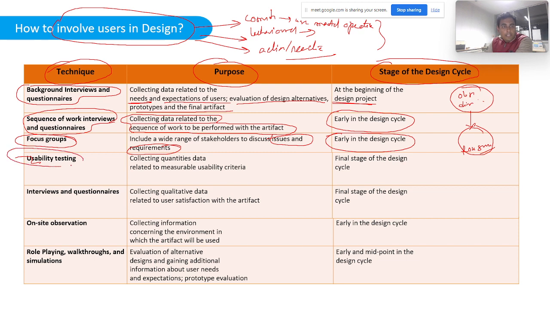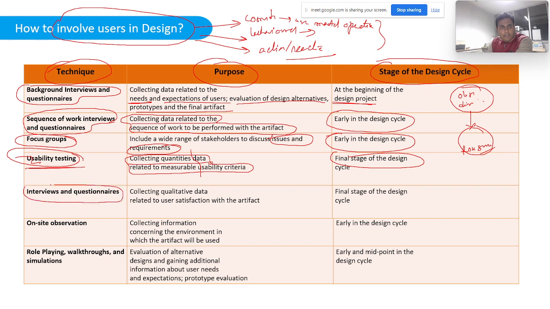Usability testing is generally done at the final stage of design, where you design your product and then give the product or system for user testing and collect information on issues or interaction concerns the user faces or system faults they may encounter. All that information needs to be collected at the final stage of the design process, so usability testing is done for that particular purpose.